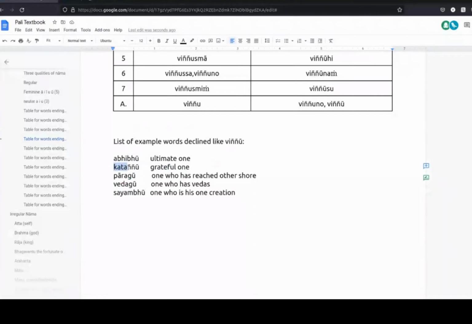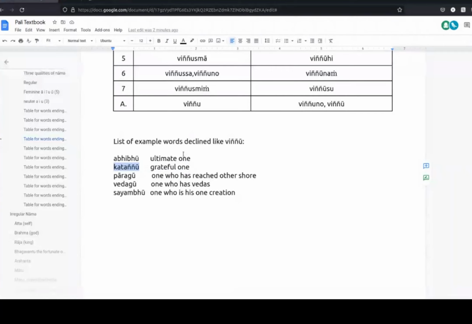Katanyu. Katanyu is one who is grateful, but literally it means one who knows nya kata, what has been done. When someone does something for you, some people don't even think of what other people have done and are not grateful. So katanyu literally means one who keeps in their mind the knowledge of what others have done for them, whereas some people don't even realize it, so they're not grateful.